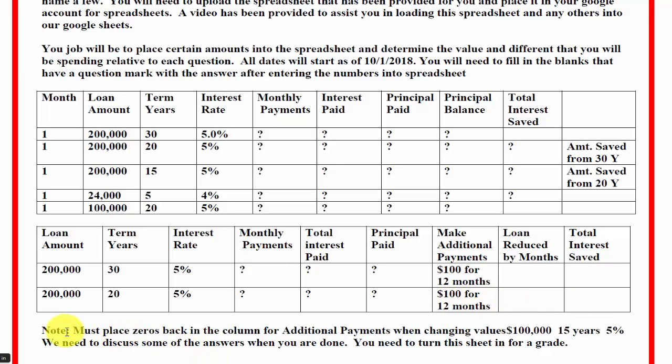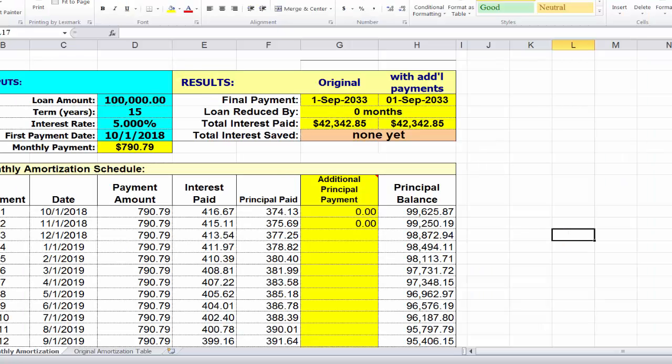Now, note, you must place zeros back in the column for additional payments when you're changing the values. Okay, for let's say $100,000 for 15 years at 5%. We'll discuss some of the answers when we're all done because you really need to understand. Remember, it's imperative that you understand how all of this works. Okay, let's pause for a second and look at the spreadsheet. Looking at the spreadsheet, I would strongly recommend that you save this someplace you can use it again later on in life.